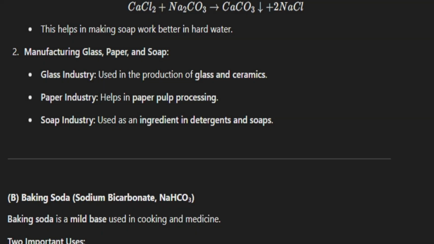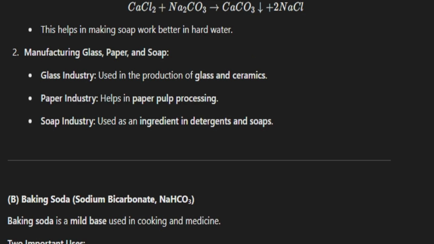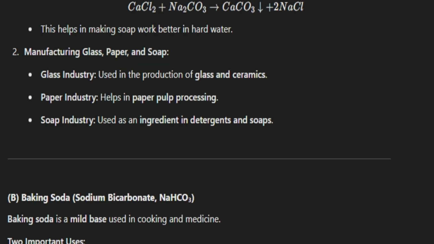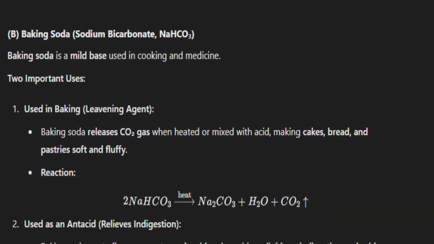2. Manufacturing glass, paper, and soap. Glass industry. Used in the production of glass and ceramics. Paper industry. Helps in paper pulp processing. Soap industry. Used as an ingredient in detergents and soaps. B. Baking soda, sodium bicarbonate, NaHCO3. Baking soda is a mild base used in cooking and medicine.